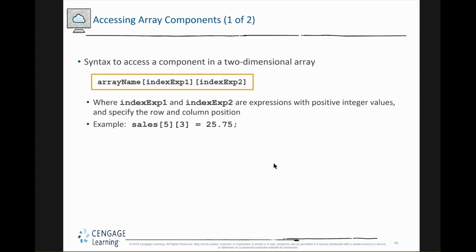So how would you access the array information? Well, here's the syntax. You'd have the array's name, and then what row and what column you want, and that would take you to the information. So index exp1 and index exp2 are expressions with positive integer values, like 1, 2, 3, 4, 5, all the way up to any number you want, and you specify the row and column. So here's an example: cells 5, 3. Whatever value is in row 5 and column 3, and it's 2575, and the next slide will show you what that would look like.